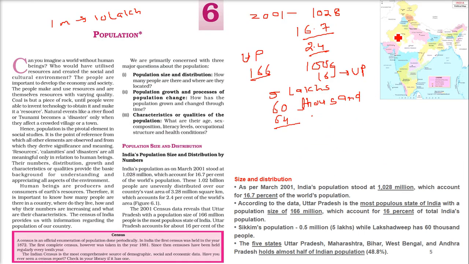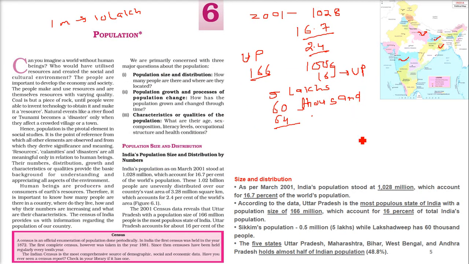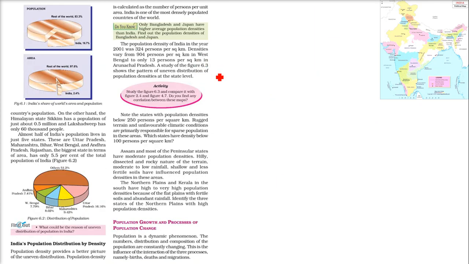Then see, most of the population is in these states: Bihar, Uttar Pradesh, Maharashtra, West Bengal, and Andhra Pradesh. Let me take you there. So this is Maharashtra, Andhra Pradesh, West Bengal, Bihar, and Uttar Pradesh. Why am I taking the names of these 5 states? Because most of the Indian population resides here. Around 50% you can say, because the actual figure is 48.8%. But just to say that half of the population lives in these 5 states.